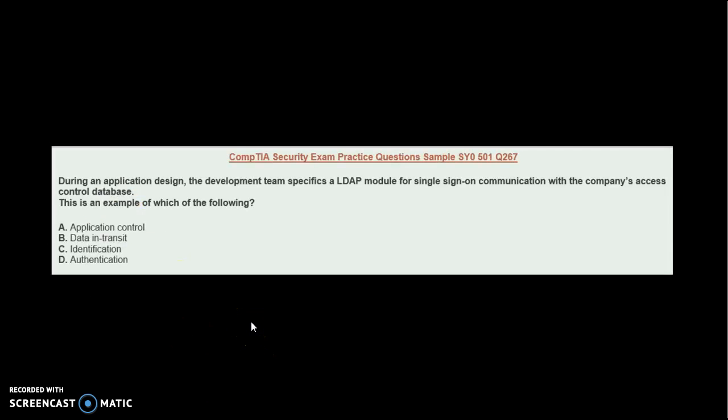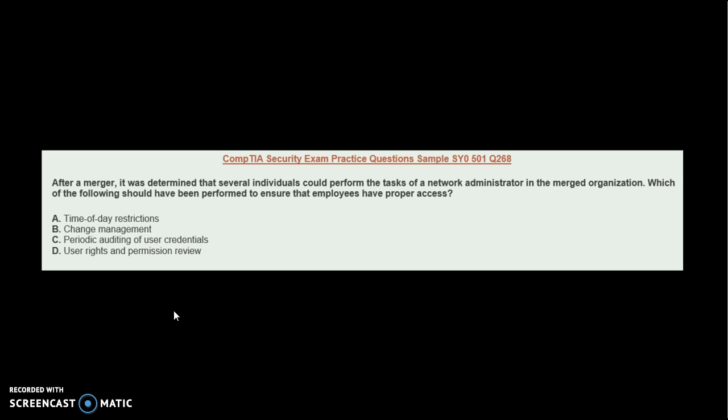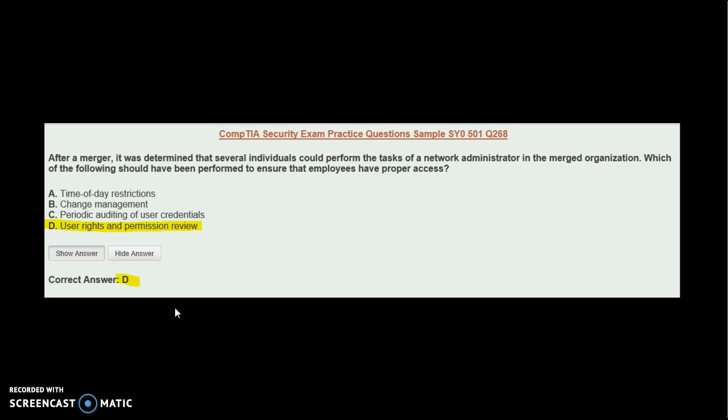Secure telephone protocol. During an application design, the development team specifies an LDAP module for single sign-on communication with the company's access control database. This is an example of which of the following? It is authentication. After a merger, it was determined that several individuals could perform the task of a network administrator in the merged organization. Which of the following should have been performed to ensure the employees have proper access? And that is D, user rights and permission review.